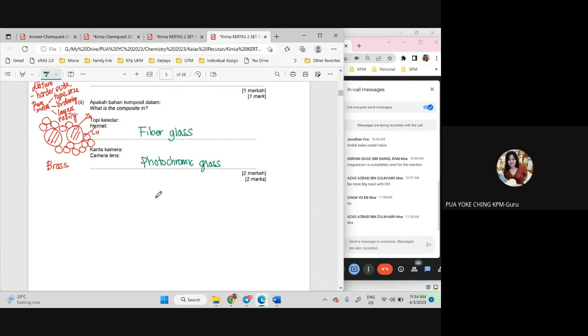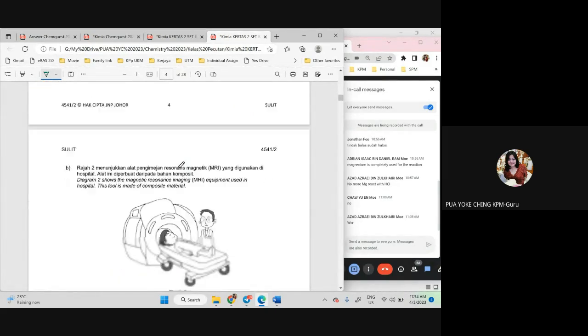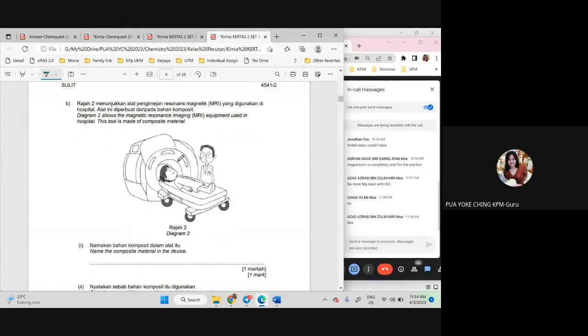Sebab topi keledar adalah peralatan yang melindungi kepala anda if let's say you have accidents. Or it can be used as a body of the yacht, kapal layar. Okay, badan tu, bawah tu, diorang pakai fiberglass sekarang. Okay, so that one is the example of the fiberglass. So next, this is a MRI machine. Menunjukkan alat pengimejan resonans magnetik yang digunakan di hospital. Alat ini diperbuat daripada bahan komposit.